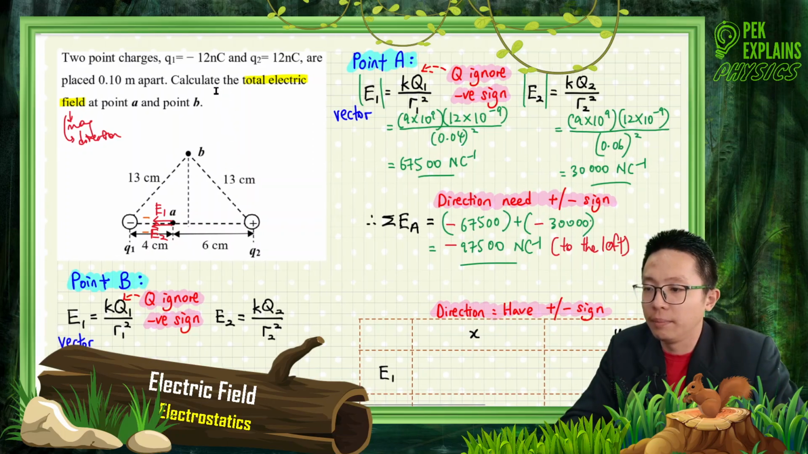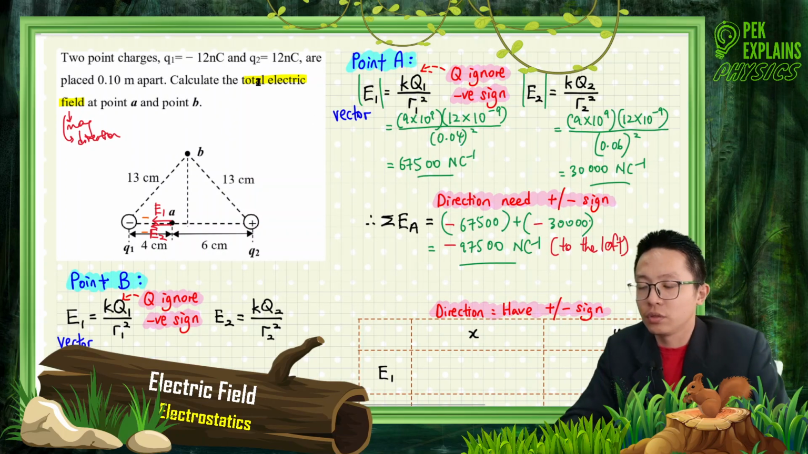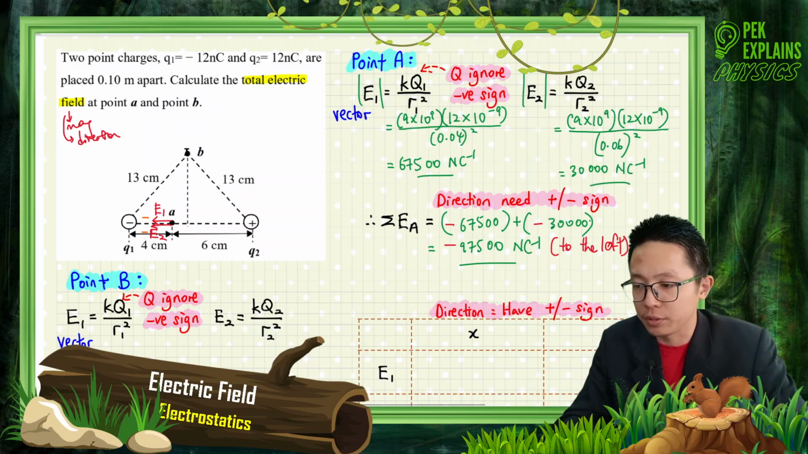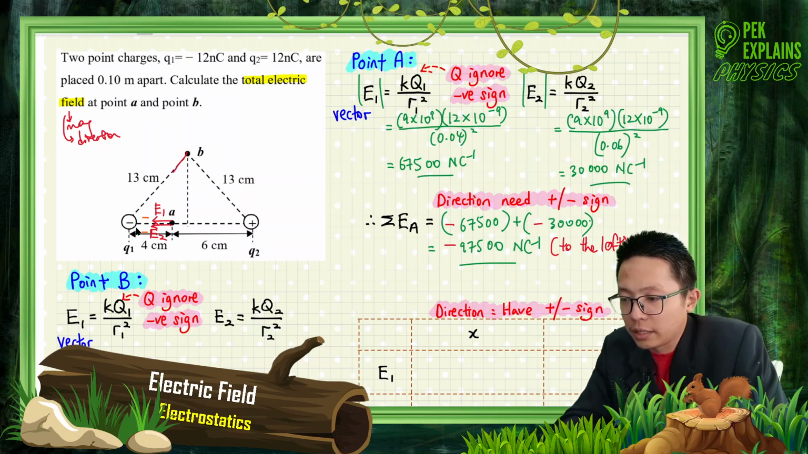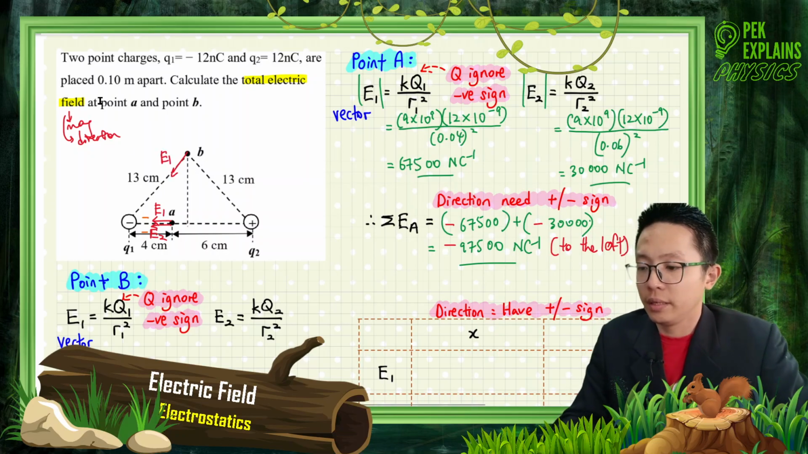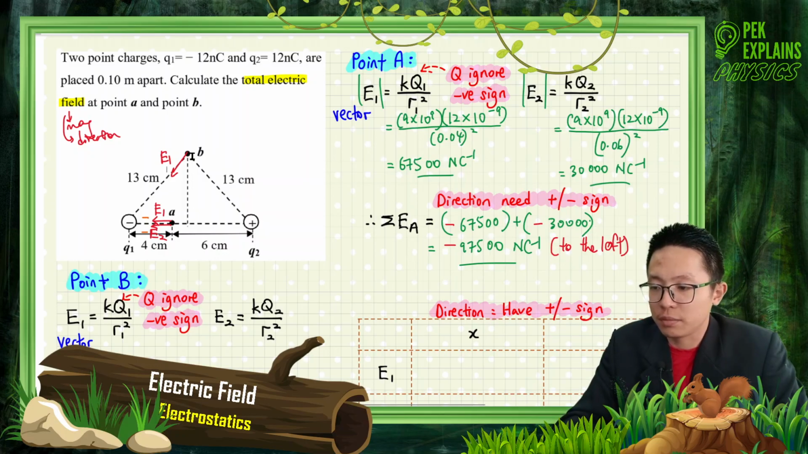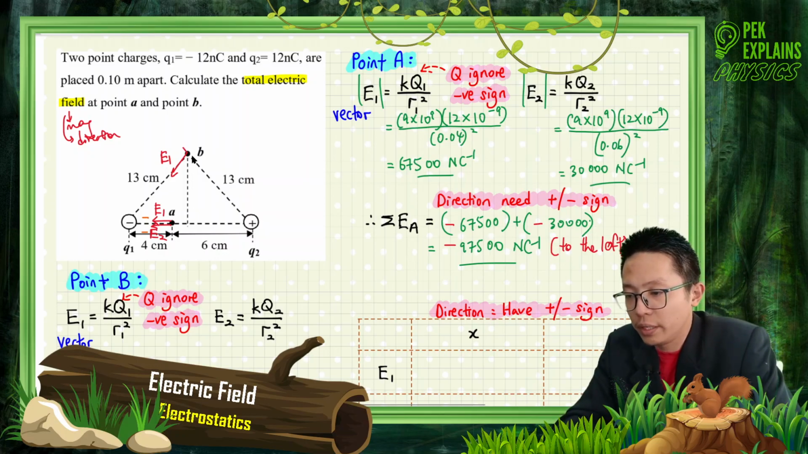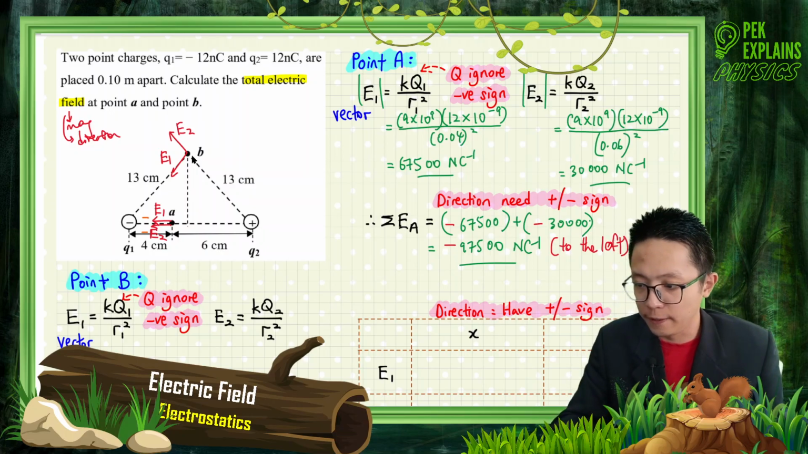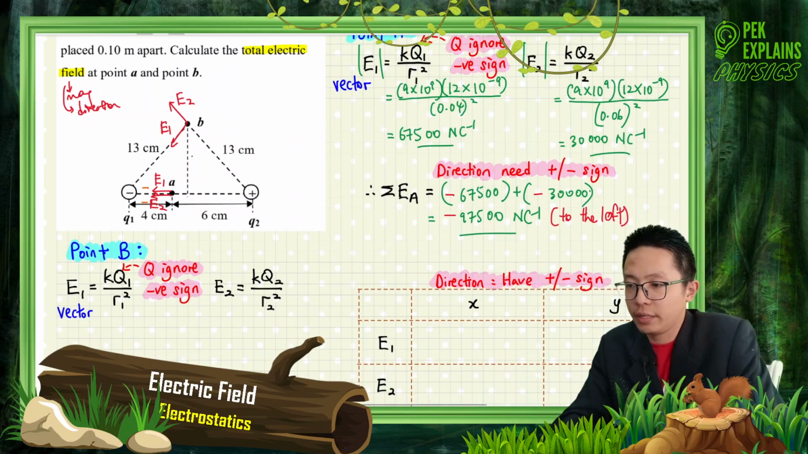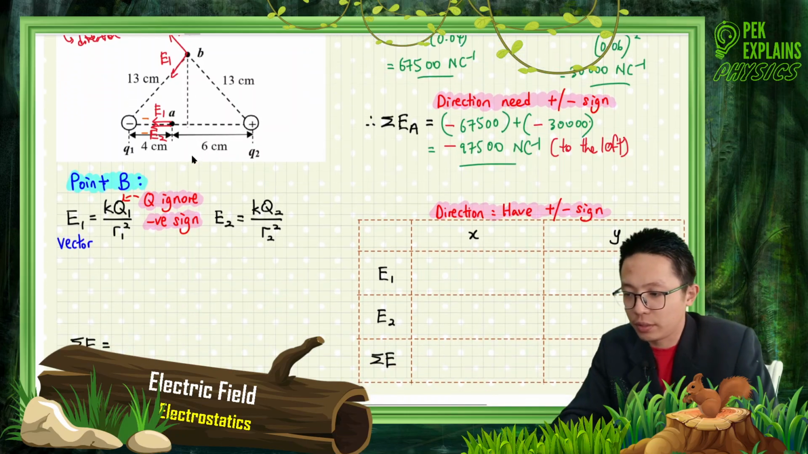So, let us look at position B. The electric field due to Q1 is towards the negative charge, so it is E1 over here. And then how about Q2? Q2 is a positive charge, which means the field is away from the positive charge. So this is E2. Okay, so we got the directions already. Now we calculate each one of them.